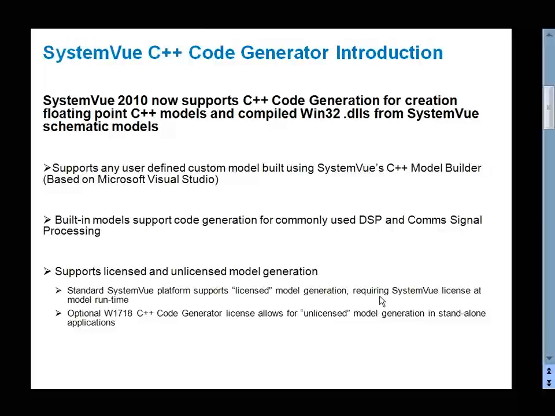These schematic models support any user-defined custom model built using the SystemVue C++ Model Builder interface. These models can also be built from commonly used DSP and signal processing blocks that are available as standard features within SystemVue. The C++ code generator supports both licensed and unlicensed model generation.